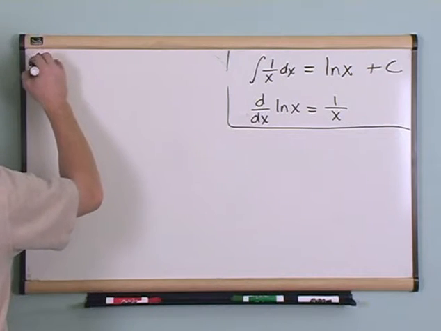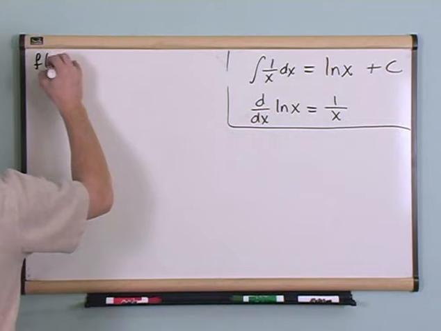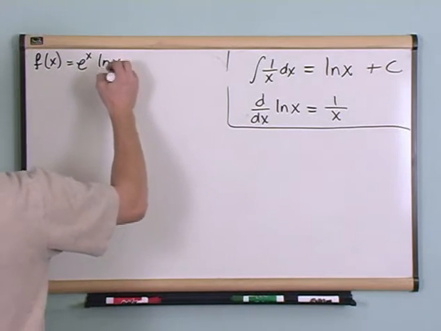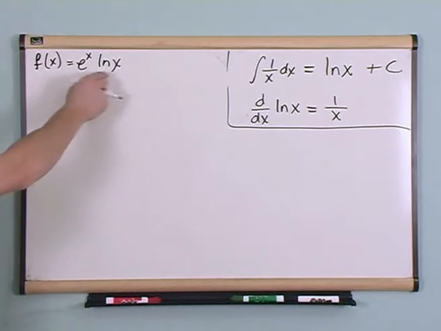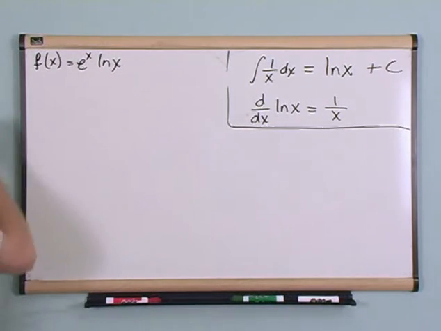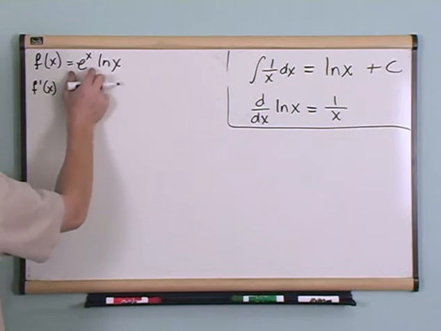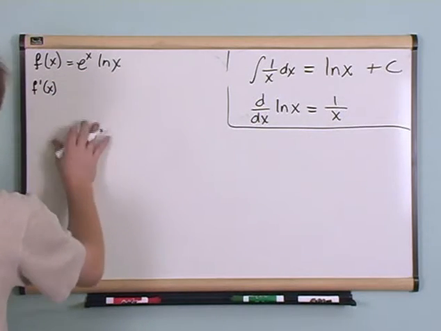Okay, now let's do something that combines what we learned in the last section with what we're learning in this section. Let's say you have e to the x times the natural logarithm of x, and you want to take the derivative. Well, you have a term in x and a term in x, so you have to use that multiplication rule.